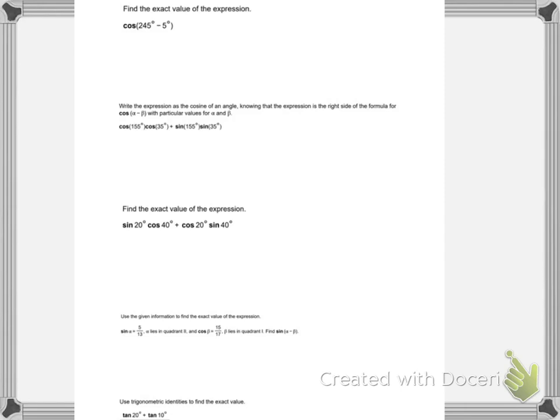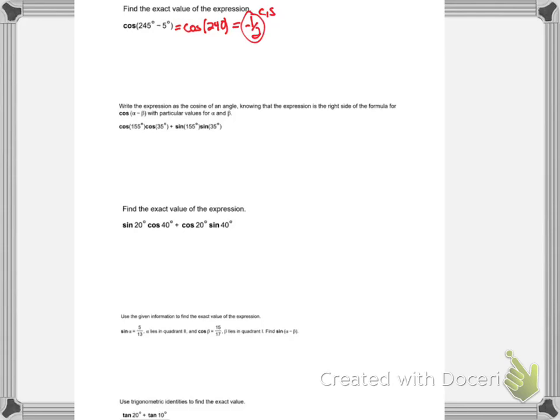Okay, so the next one, we want to find the exact value of the expression. Well, sometimes we see these cosines of different angles that are numbers on our unit circle, but neither 145, nor 245, nor 5 are on our unit circle. So what we can do is actually perform this operation. So cosine, and then 245 minus 5 is 240. And we see that 240 is on our unit circle. So if you look for cosine of 240, you see that that should be negative 1/2.